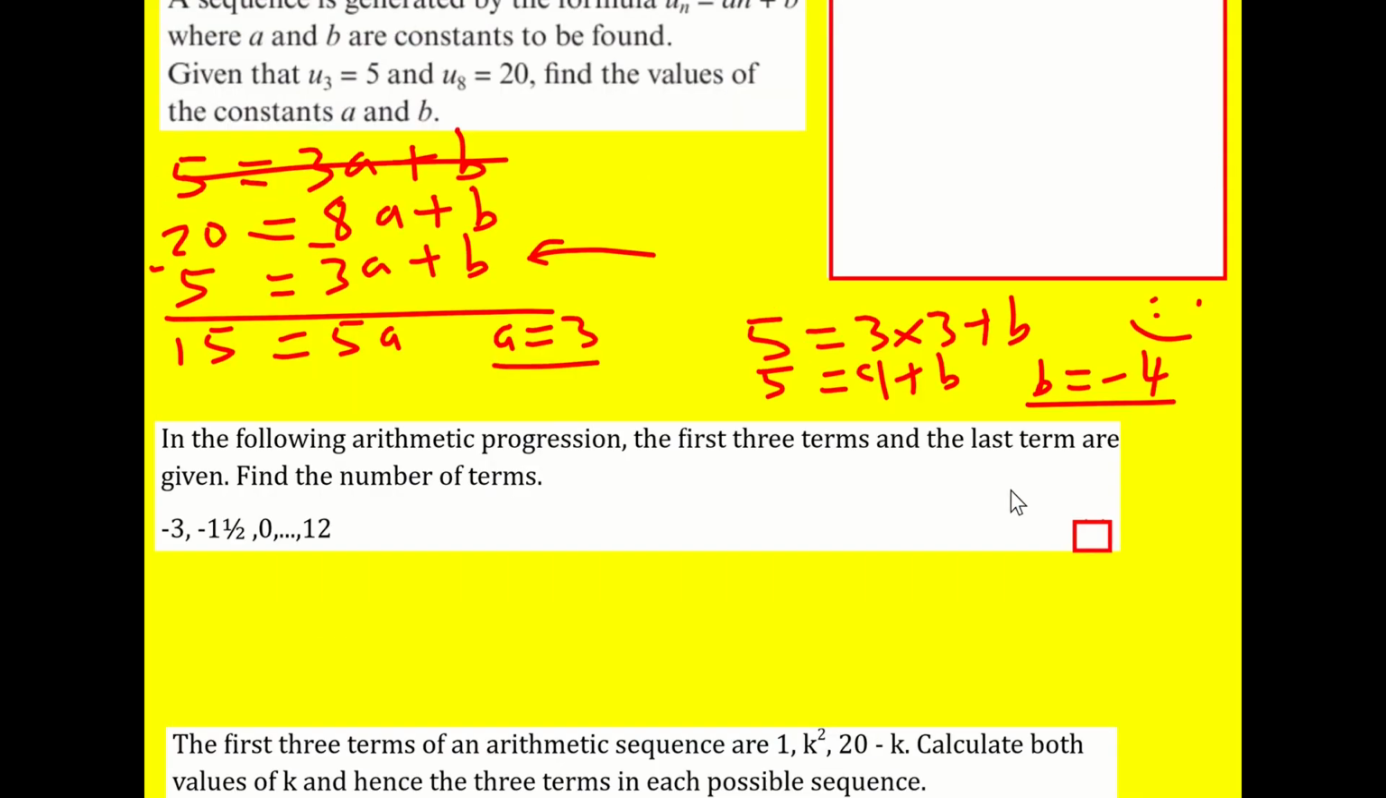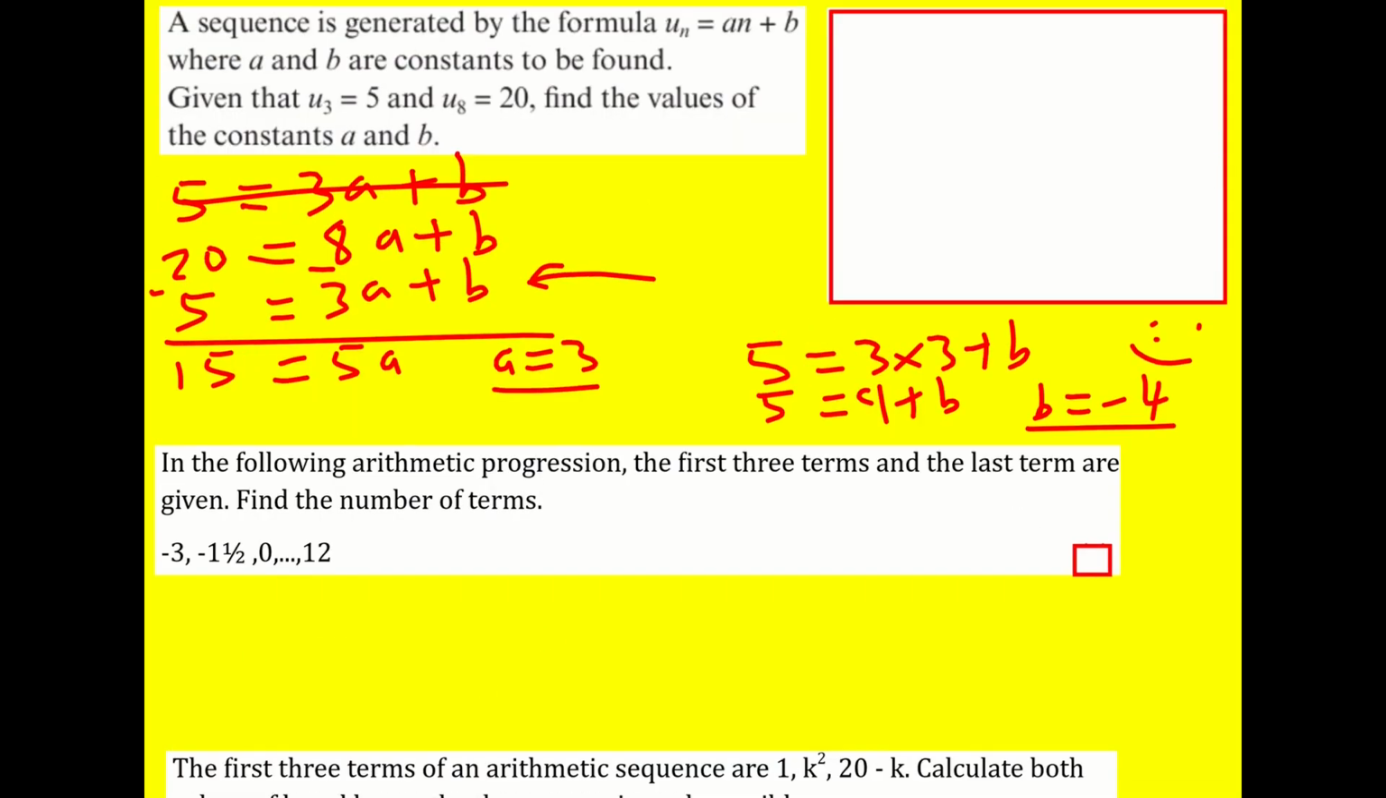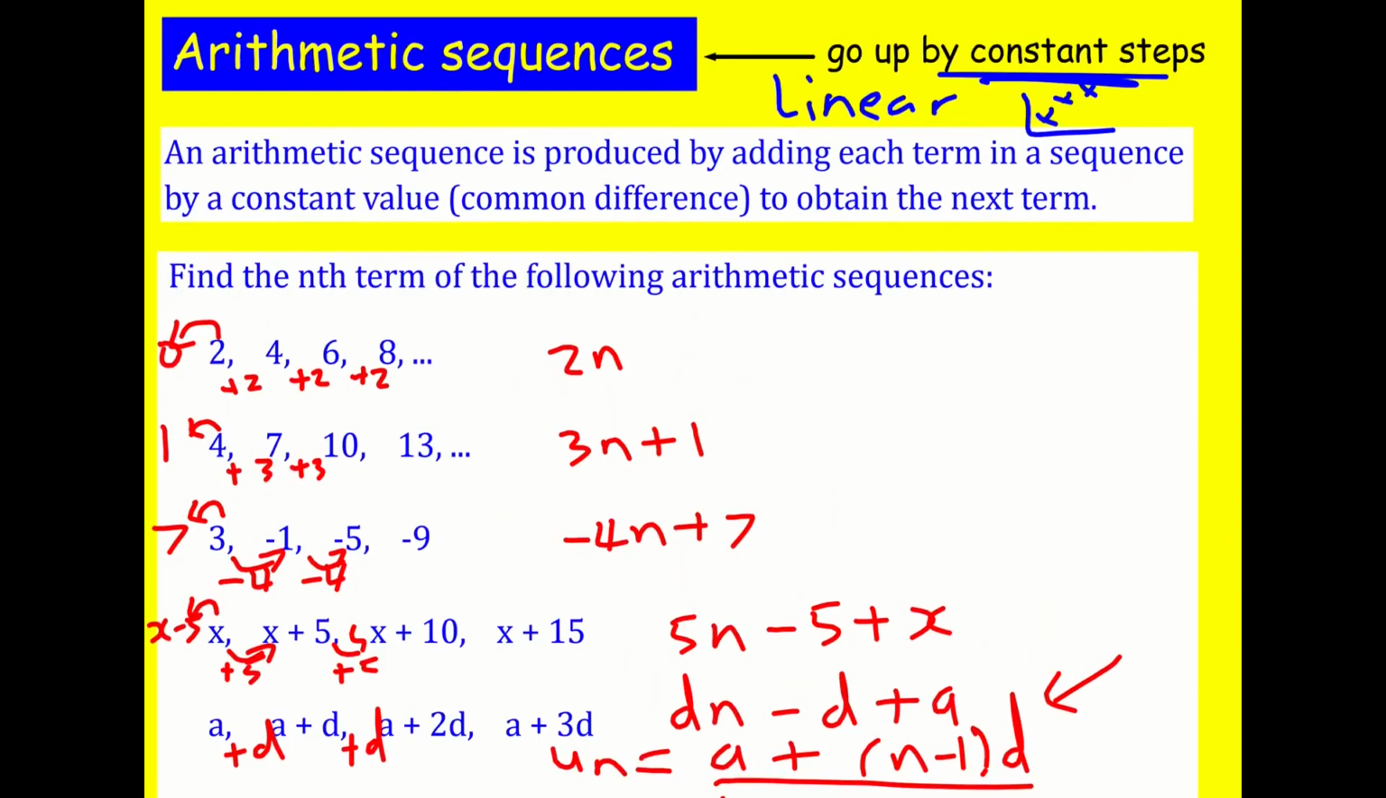All right, we're going to do 2 more. Okay, so these are the sorts of questions you can get on arithmetic sequences.